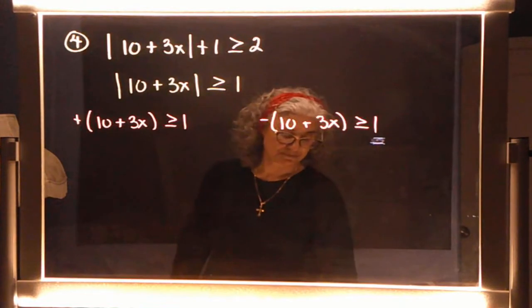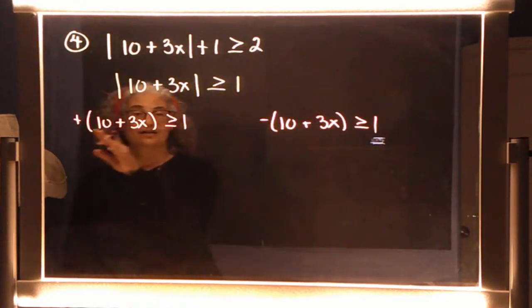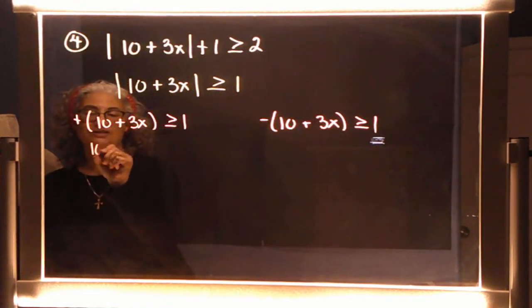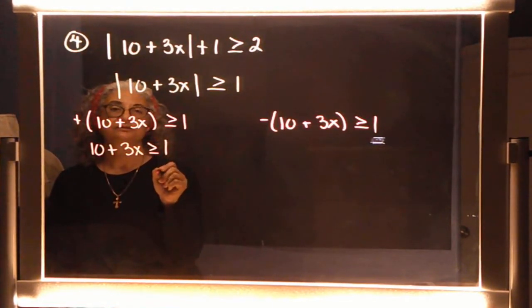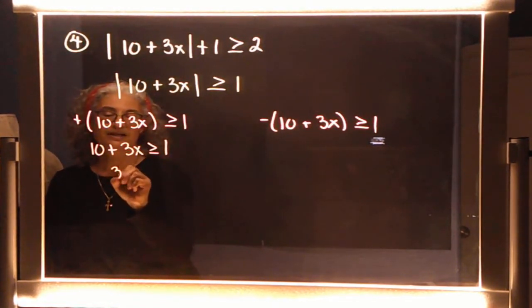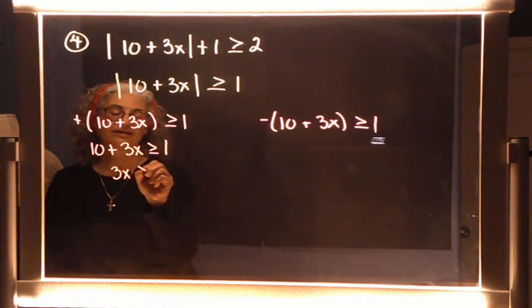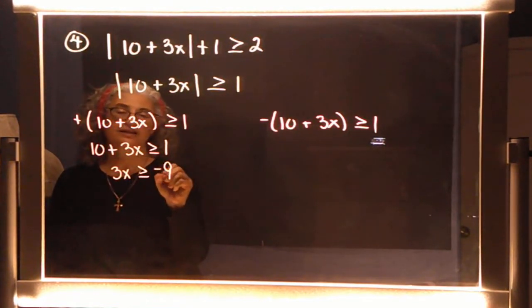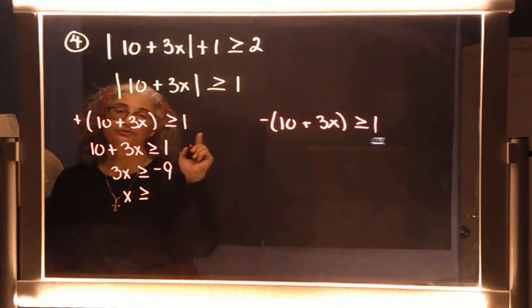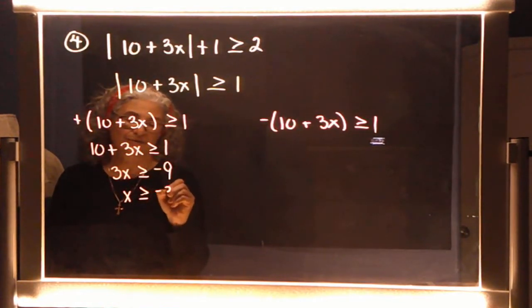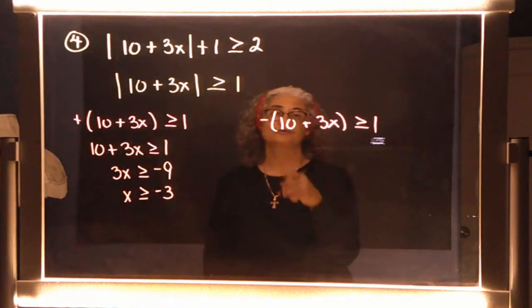Agreed? Okay. Plus sign doesn't do anything, so this is just 10 plus 3x greater than or equal to 1. Move the 10 to the other side, so you have 3x is greater than or equal to negative 9. Divide both sides by 3. X is greater than or equal to negative 3. Excellent. What about this one?